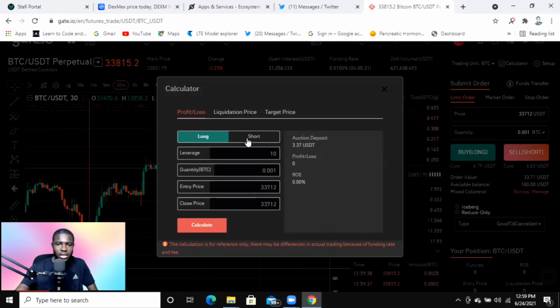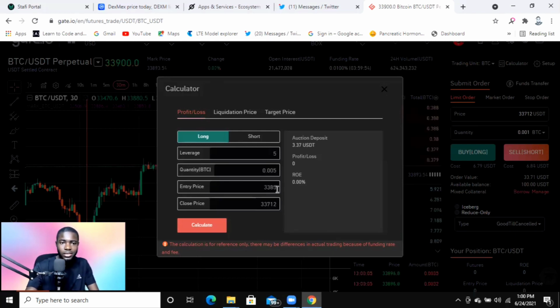So for example, let's say I want to enter a long position. Let me start from long position, and I'm using a leverage of 5x, right? And the quantity is 0.005 BTC, right? So my entry price would be 33,000, let's say 850 or 950, or let me say okay, let me put 900. I would also like to tell you guys that if you want to enter a position, you can set it as an order, which means even if the price of Bitcoin has not reached 33,900 yet, if you set it, the moment BTC gets to 33,900, then your order is going to be fulfilled, right?